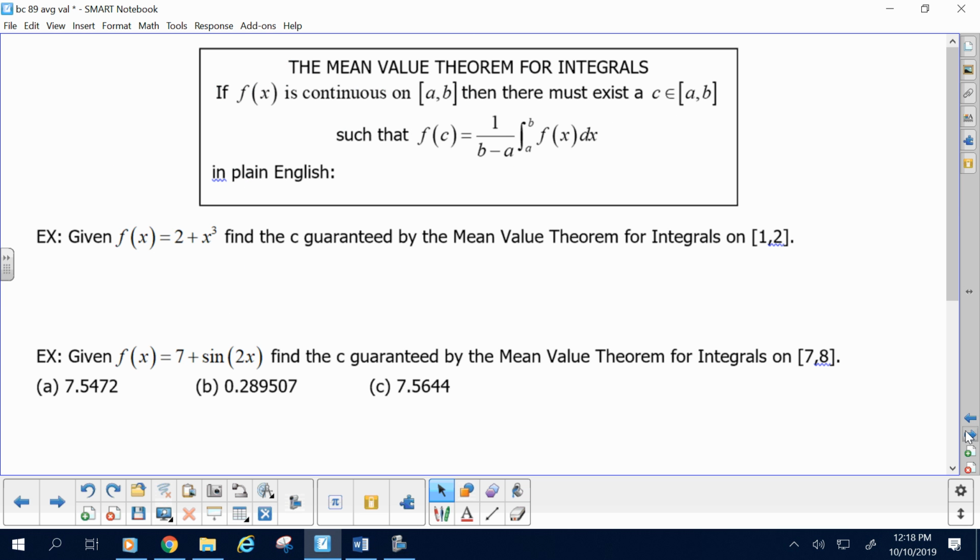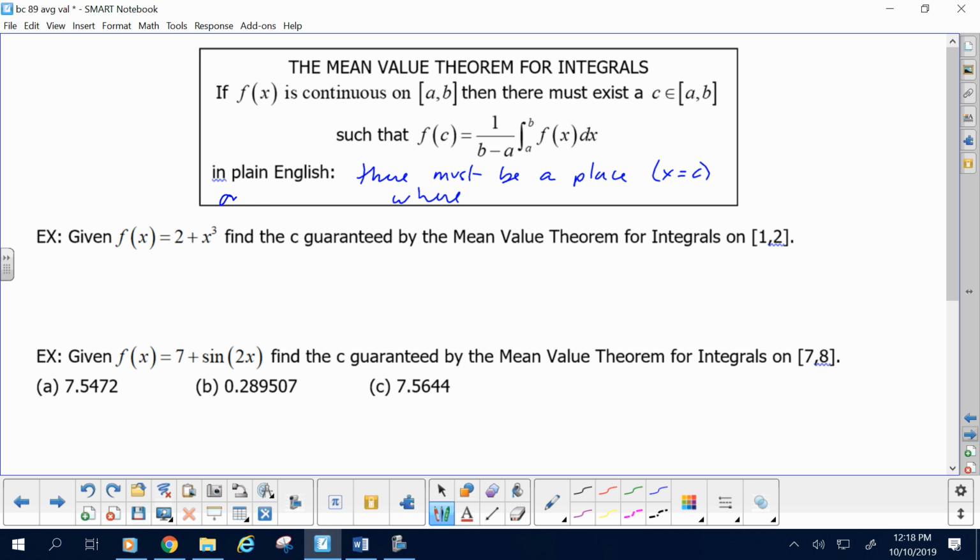So, with that said, if a function is continuous, there must be a place, think of it as x equals c, where the average value is made. I should say on the curve, where the average value is made.